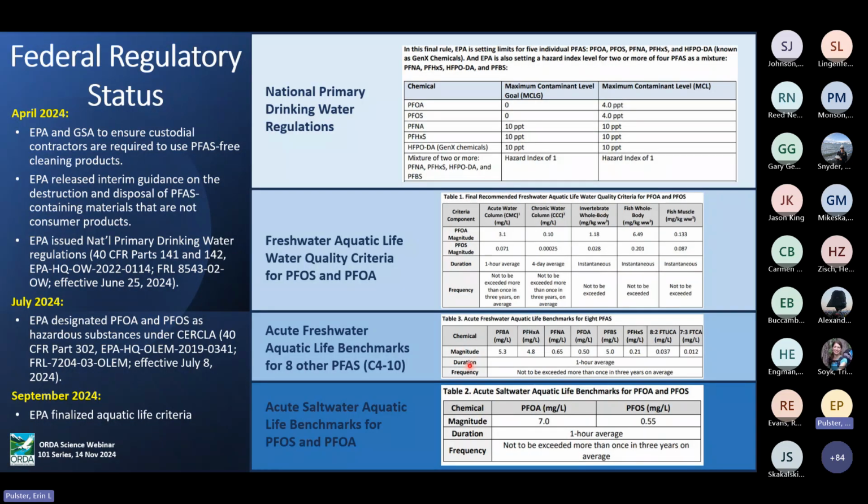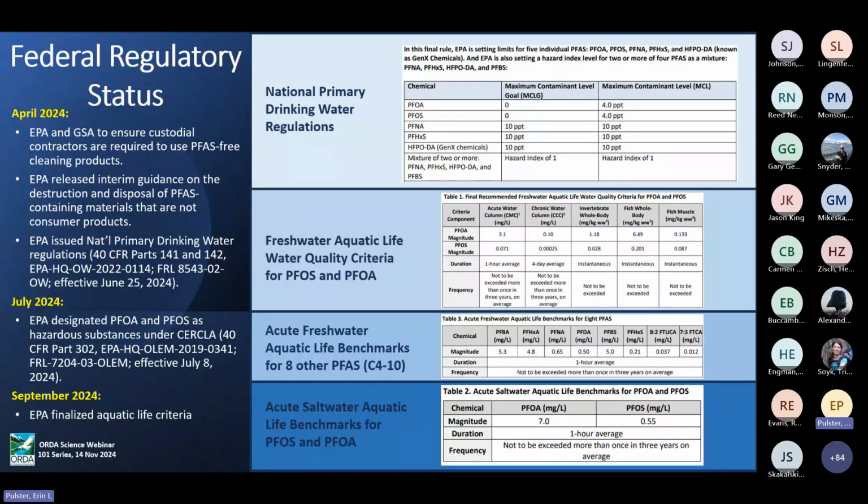Where are we with the regulations? 2024 was kind of a busy year. The EPA and the GSA are ensuring that now custodial contractors are required to use PFAS-free cleaning products. These are all in the Federal Register, by the way, if you want to look up the documents. The EPA also released interim guidance on the destruction and disposal of PFAS that is not in consumer products, so more building products.